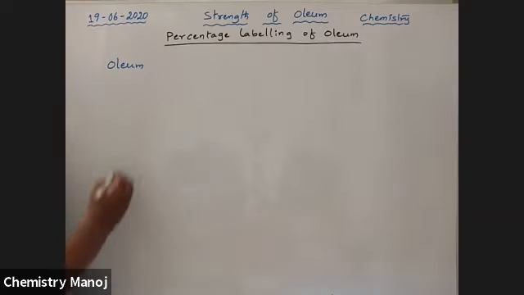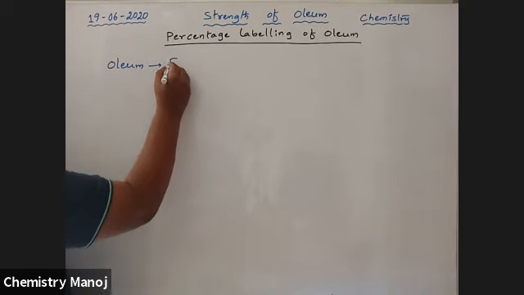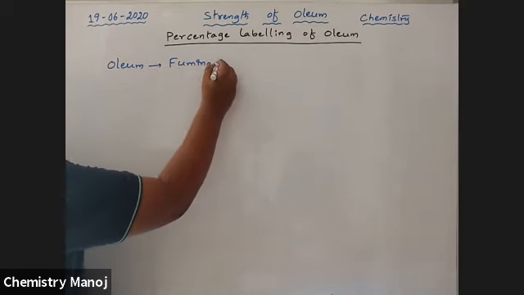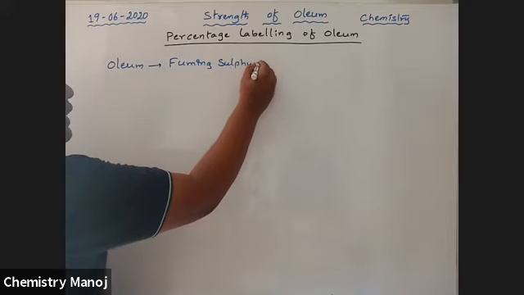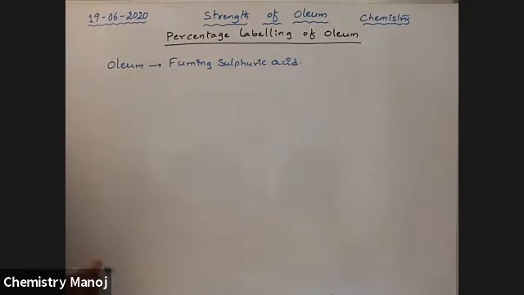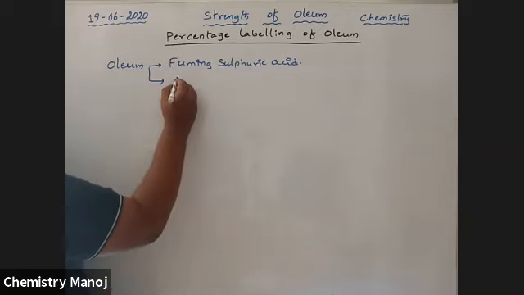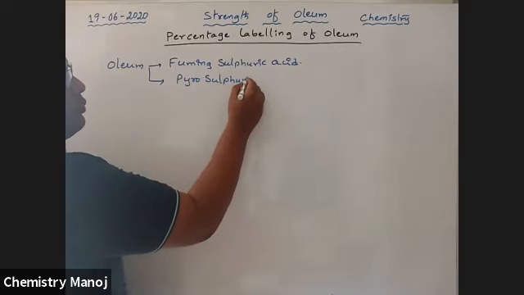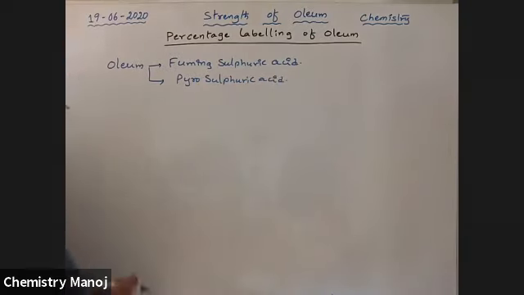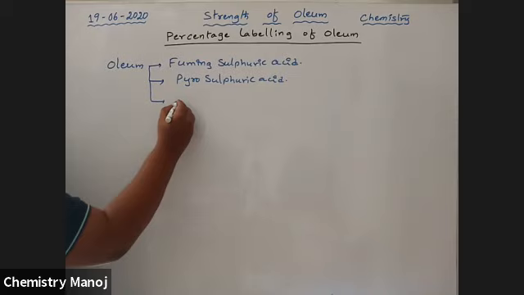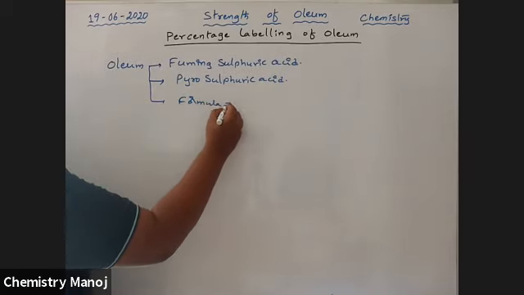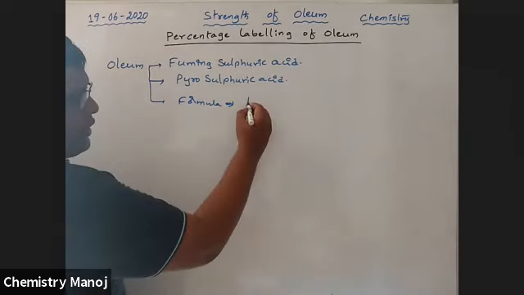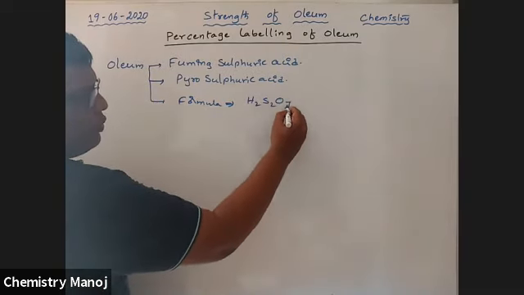What is oleum? Oleum is also called fuming sulfuric acid. Oleum is nothing but fuming sulfuric acid, which is also called pyrosulfuric acid. Its formula is H2S2O7.